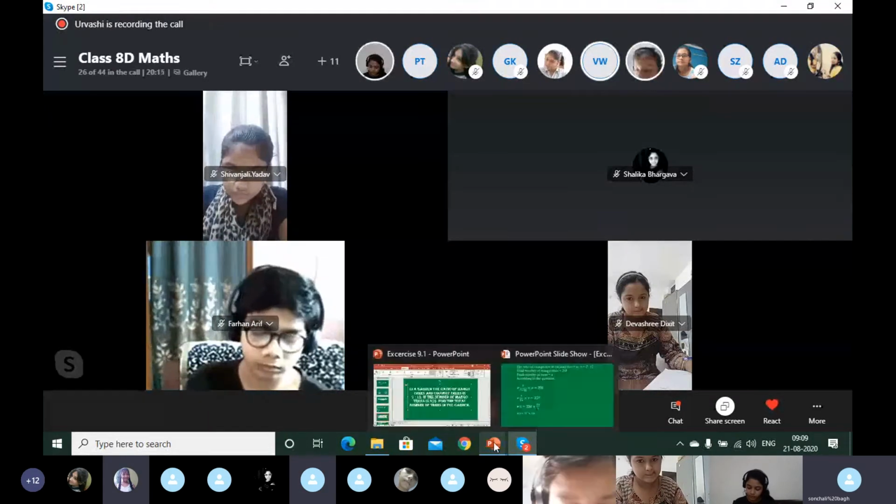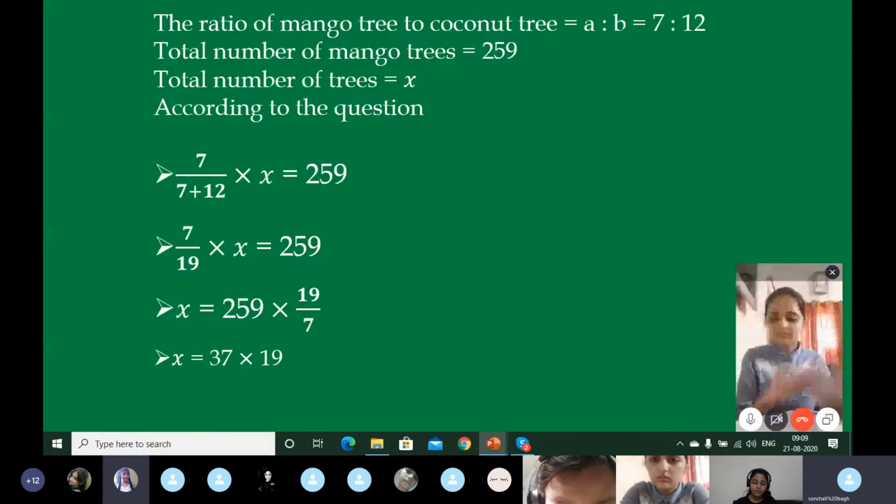Okay. Let's see. Are you correct or not? Yes, my students are correct. 703 total trees were there in the garden. Clear? Yes, ma'am. Do you want to copy it down? Copied. Okay. Let's move ahead then.